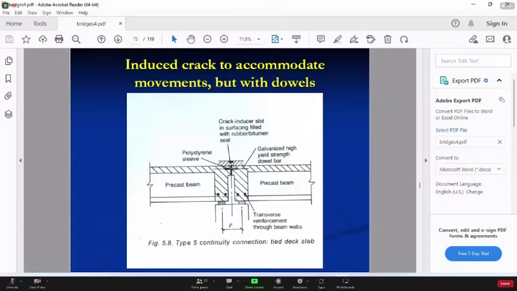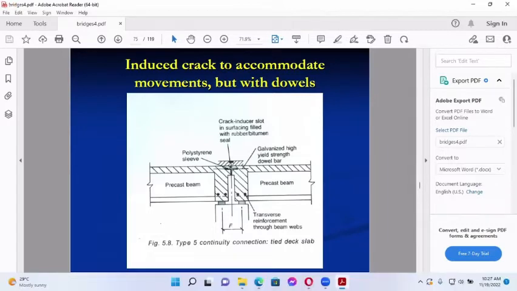Right. So with this knowledge, now we can think about how to design a continuous beam.